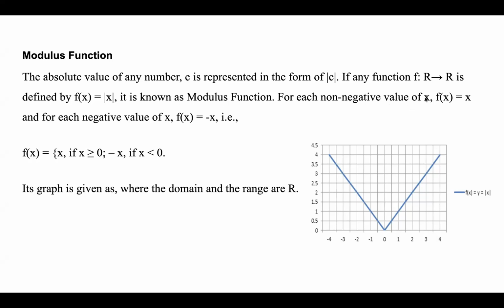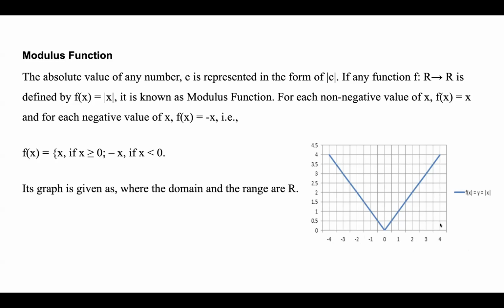For each non-negative value of x, f of x equals x, and for each negative value of x, f of x is minus x. That is, f of x is x if x is greater than 0, and it is minus x if x is less than 0. Here we can see x is negative, less than 0: minus 1, minus 2, minus 3, minus 4, and here it is 1, 2, 3, 4. How are the values given here?